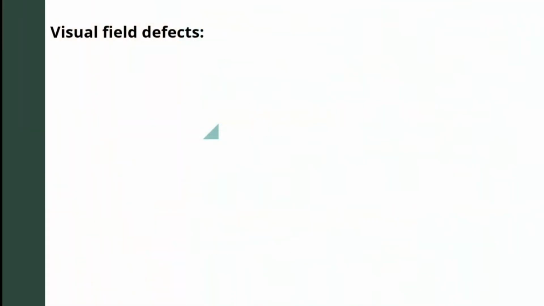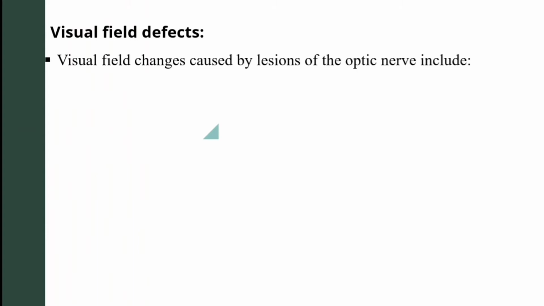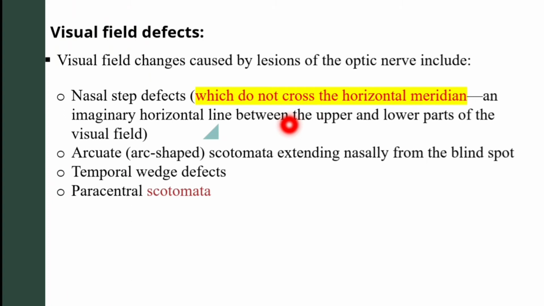What about the visual fields? I mentioned them. They are very important, right? So the visual field changes caused by lesions of the optic nerve include the following: the nasal step defects, which do not cross the horizontal meridian. The horizontal meridian is an imaginary horizontal line between the upper and lower parts of the visual fields. The arcuate scotoma or arc-shaped scotoma extending nasally from the blind spot, and temporal wedge defects, paracentral scotoma, right? So these are the most common features in visual fields, right?